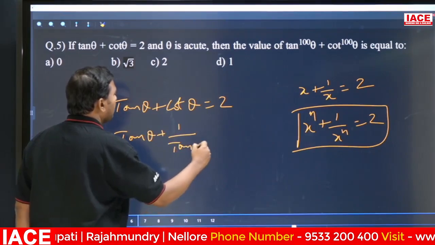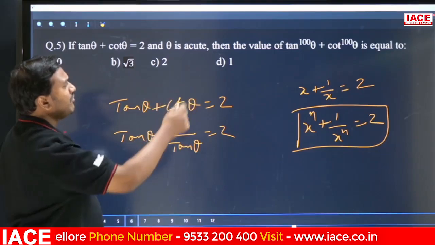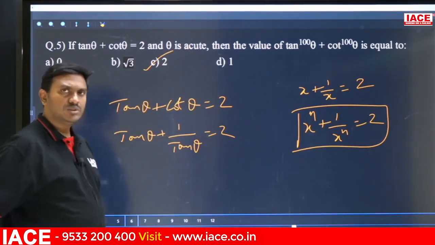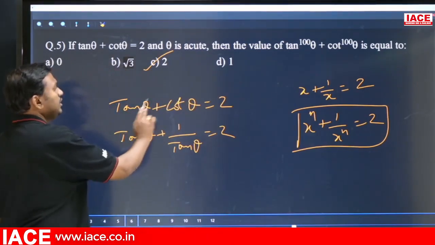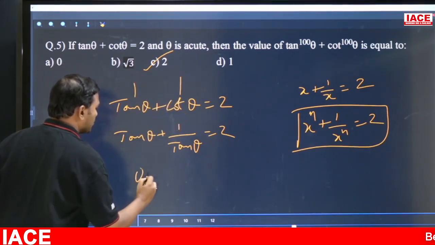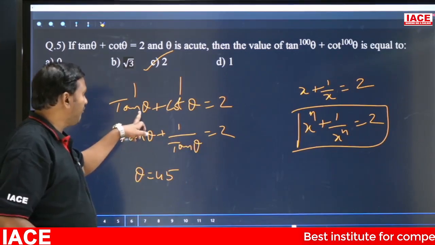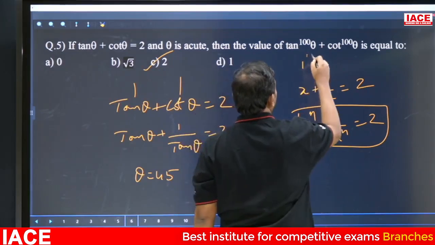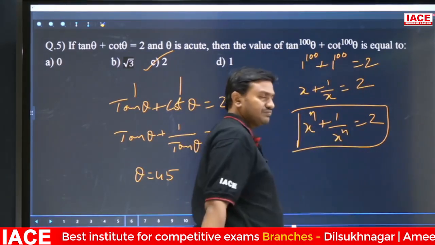If tan theta plus 1 by tan theta equal to x plus 1 by x equal to 2, tan power 100 theta plus cot power 100 theta value is also equal to how much? 2 only. The answer is 2. Or else, sir, tan theta plus cot theta equal to 2, where put 1, theta equal to how much? 45. Tan 45 is 1, cot 45 is 1. Substitute: 1 power 100 plus 1 power 100, that is how much? Anyway we can do.